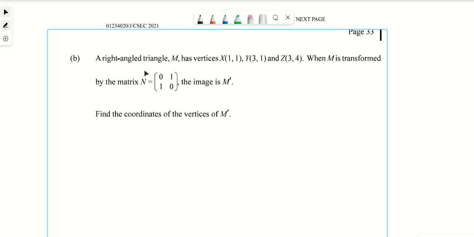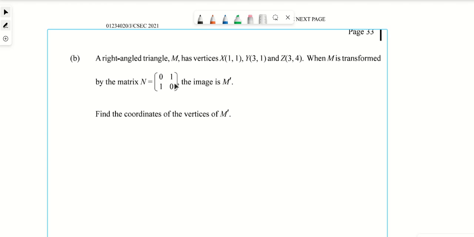So they said a right angle triangle M has vertices. Vertices just means the points. It's 1, 1, X, Y, and Z. X is 1, 1, Y is 3, 1, Z is 3, 4. When M is transformed by matrix N, 0, 1, 1, 0, you get image M'. Find the coordinates of the vertices of image M'.